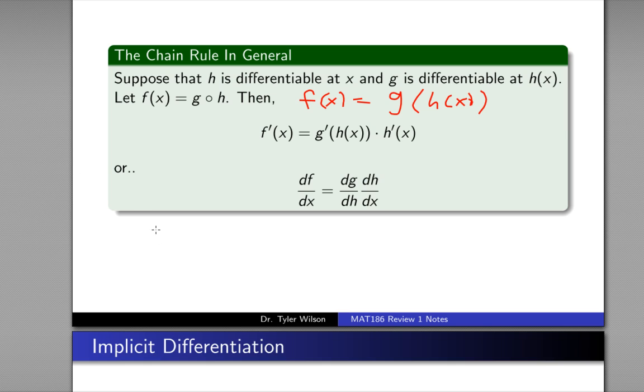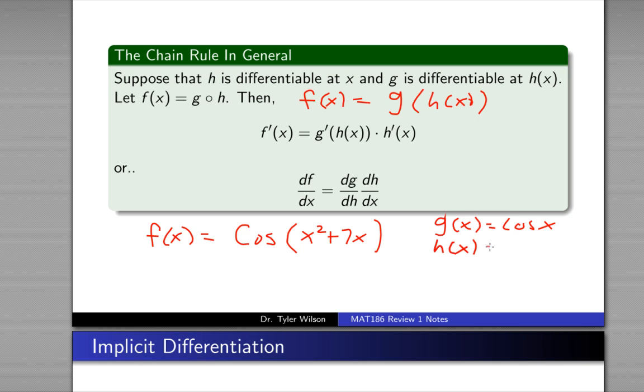Pretty simple example. For example, if f of x was equal to something like cos of x squared plus 7x, in this situation, g of x would be cos x. That's the outside function, the thing that I'm sticking things into. And the inside function, h of x, would be equal to x squared plus 7x. It's the function I stuck into cos x. So my derivative by the chain rule is the derivative of the outside function. So what's the derivative of cos x? Negative sine x.